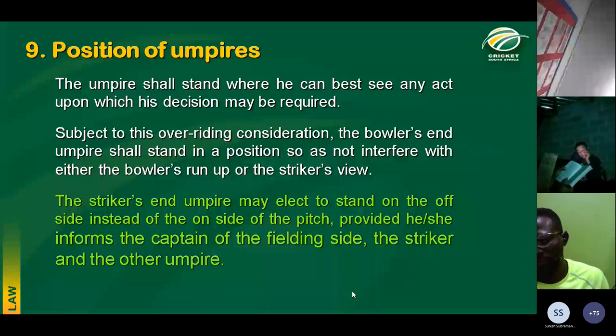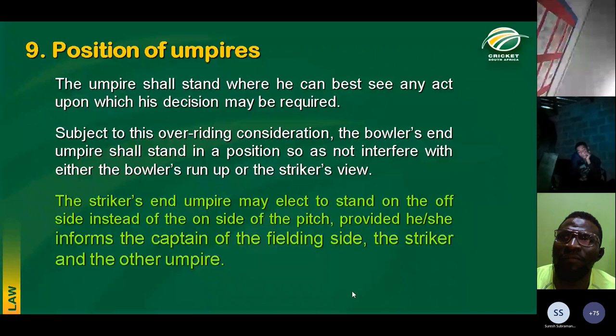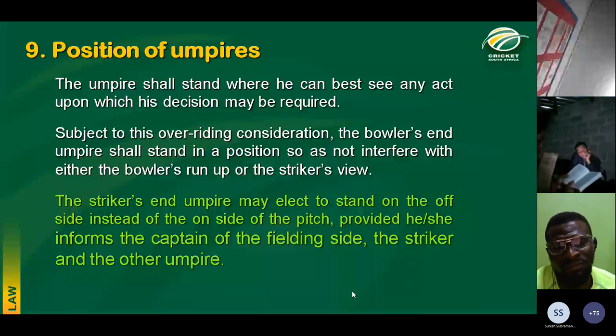Now, in the exam, they ask you a true or false question. Do you need to inform the striker's umpire can stand on the offside if they inform the captain of the fielding side and the striker? True or false? Yes, that is two-thirds true, because there's a third person that you need to inform, the other umpire. So in that case, even though it's two-thirds true, you need to mark it false, because you need to inform three people that you're moving onto the offside. That is just an exam tip. I'm actually giving you a free mark in the exam.